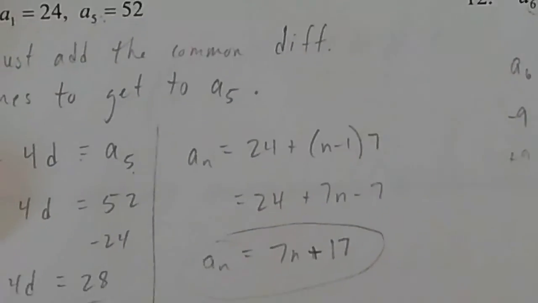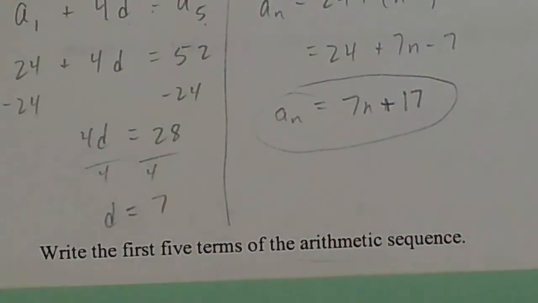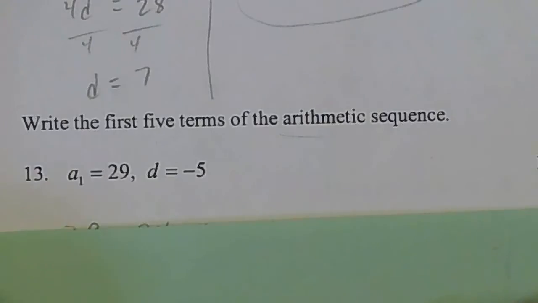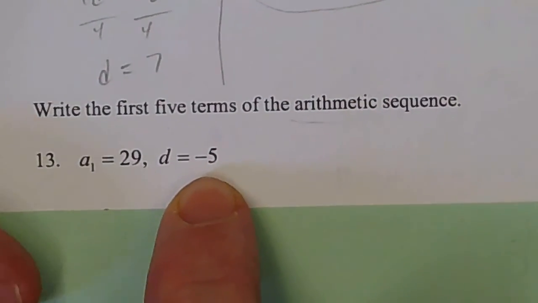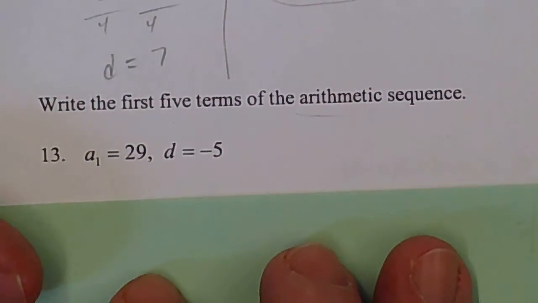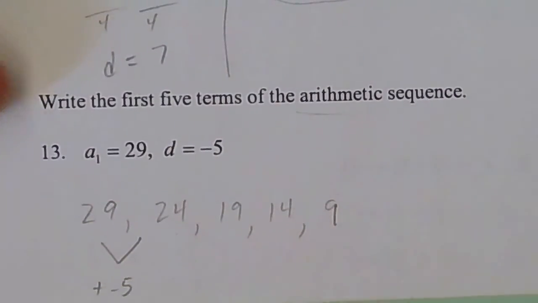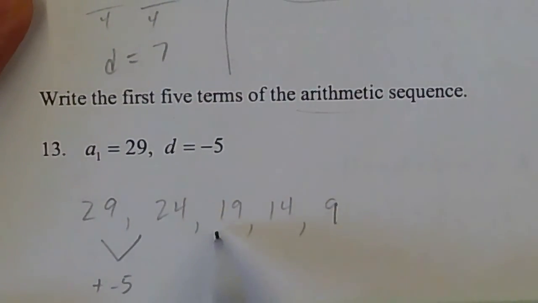All right. 13 just says write the first 5 terms of the arithmetic sequence. If they give you the first term and the common difference, and you know the definition of it, all you have to do is start adding it. Add negative 5. That's it. That's how we get the sequence going. Okay? We're going to skip 14 for now. We're going to end there for today.